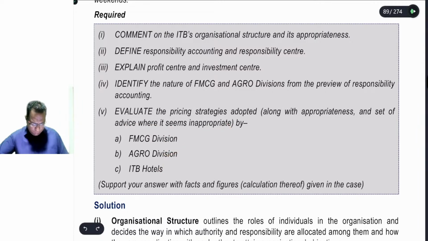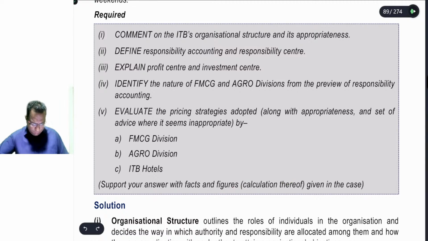So what do you have to do? First, you have to tell which pricing strategy each department has adopted. Second, whether it is appropriate. If they are inappropriate, you have to give the advice. So, three things. First, you have to identify the pricing strategy. Second, you have to check the appropriateness of the pricing strategy adopted by the department, and in case they are inappropriate, you have to advise the correct strategy, and do all the calculations too.